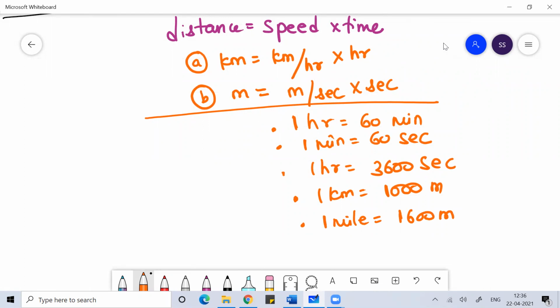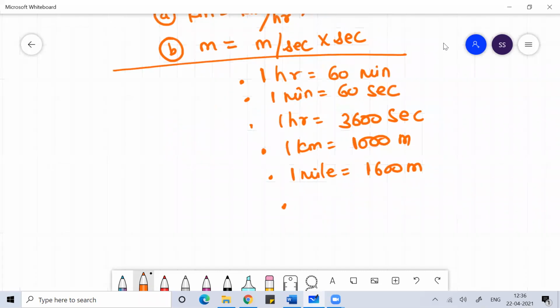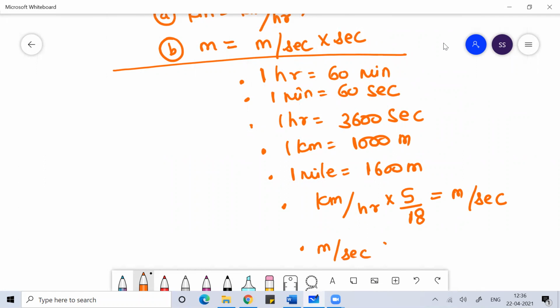And the last and very important relationship is the conversion of kilometer per hour into meter per second. So when you talk about conversion of kilometer per hour into meter per second, you multiply the kilometer per hour with 5 by 18, and you'll get the value in meter per second. And vice versa, if you multiply the meter per second with 18 by 5, you'll get the value in kilometer per hour. So you should know these relationships between these variables.